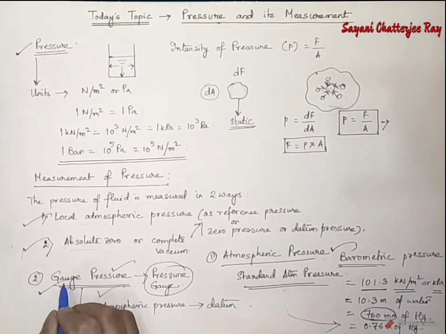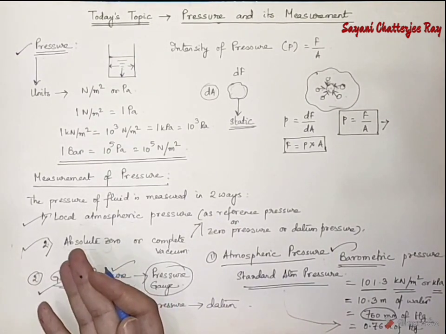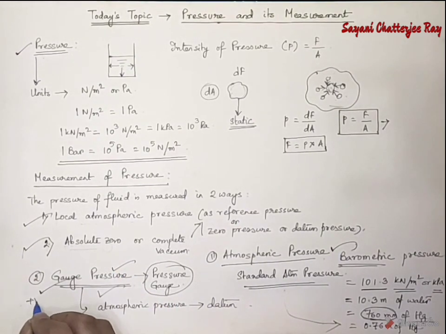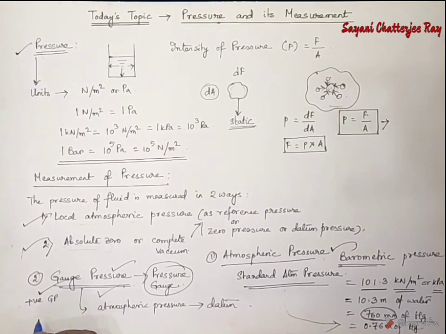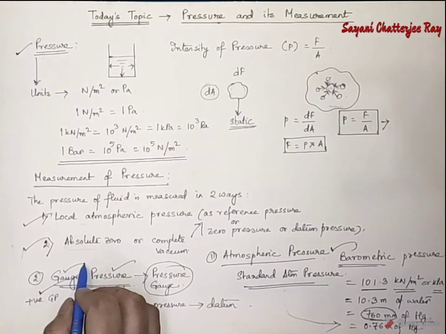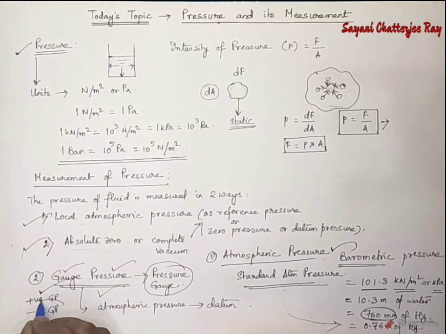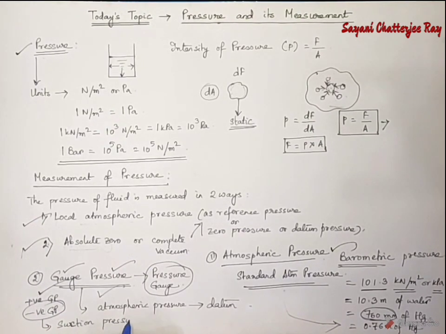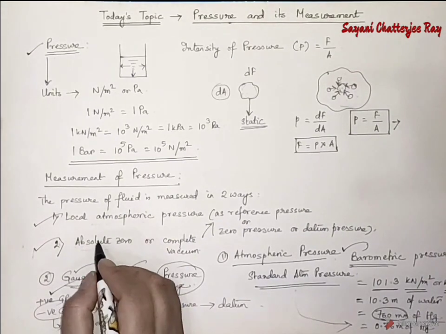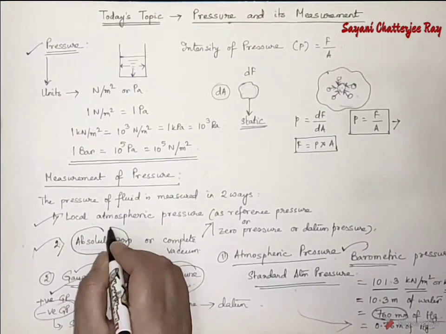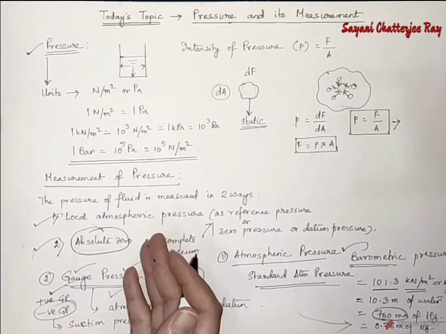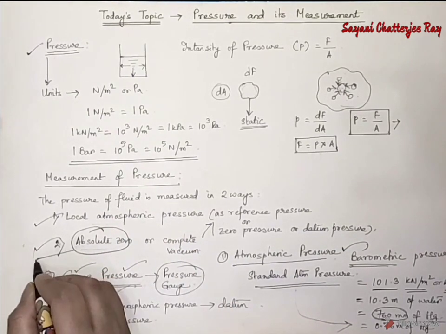If this gauge pressure is above the atmospheric pressure, it is called the positive gauge pressure. In case this gauge pressure is below the atmospheric pressure, it is called the negative gauge pressure. This negative gauge pressure is also known as the suction pressure. When the pressure of the liquid is measured with absolute zero, then it is called absolute pressure.